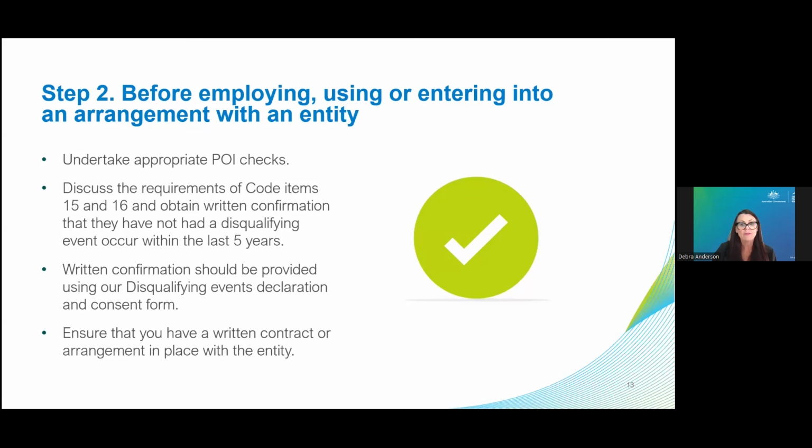You need to retain a copy of this completed form for at least 5 years after ceasing to employ or use that entity in any arrangement. So ensure that you've got a written contract or an arrangement in place with that entity. You need to also make sure that in that contract it says that the entity is required to notify you should a disqualifying event happen, and ensure that if the individual or entity becomes a disqualified entity, they must not provide tax agent services on your behalf unless and until you have received TPB approval. So we do recommend that you get independent legal advice in respect to your obligations, particularly under employment and contract law.